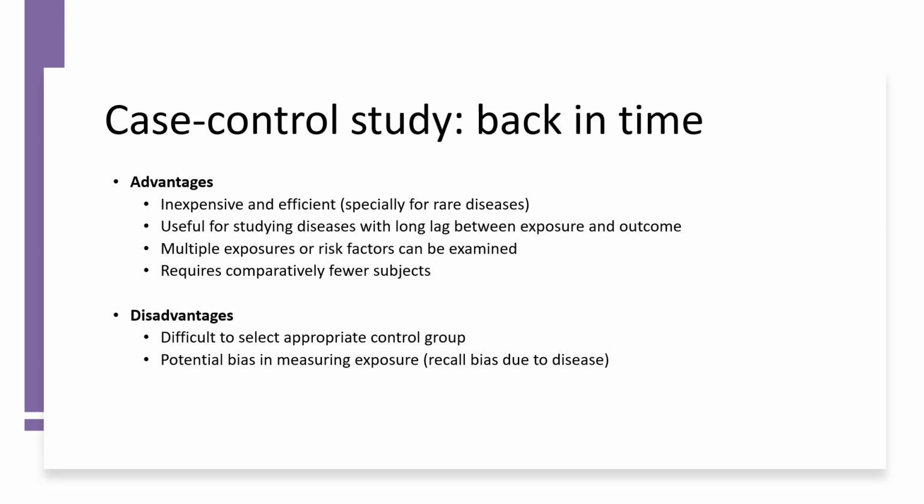You may also have potential bias in measuring the exposure, because you're looking at it in the past, so people may not remember. There's recall bias. Also, a mother whose child has asthma may remember more of the risk factors than somebody whose child does not have asthma. So these can affect your case control study.